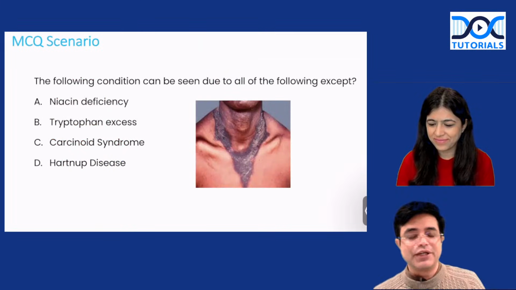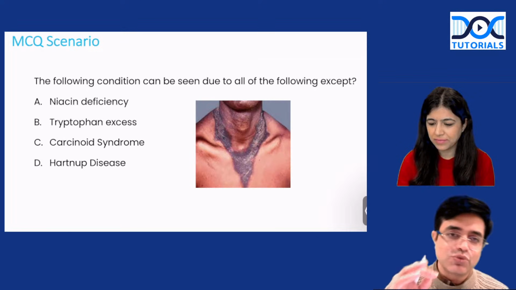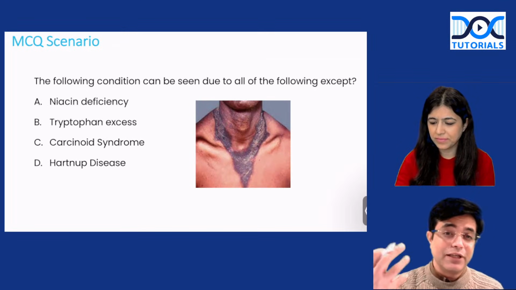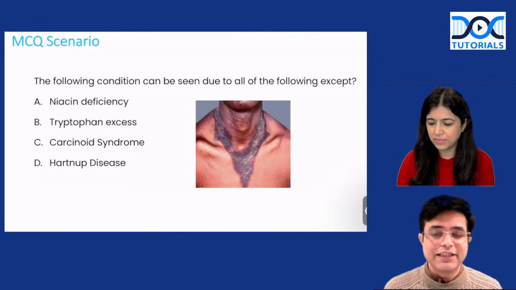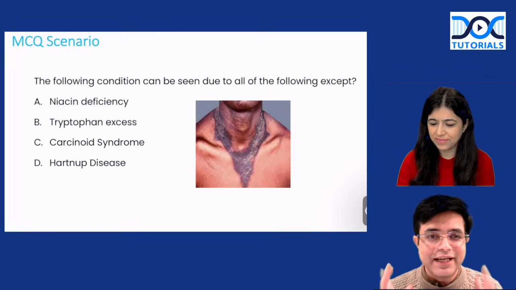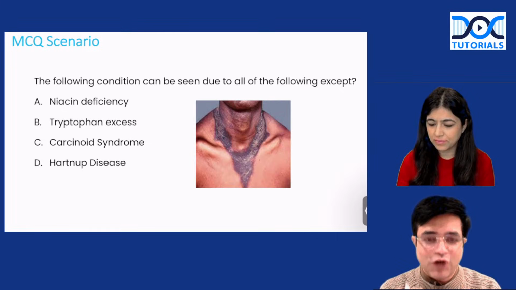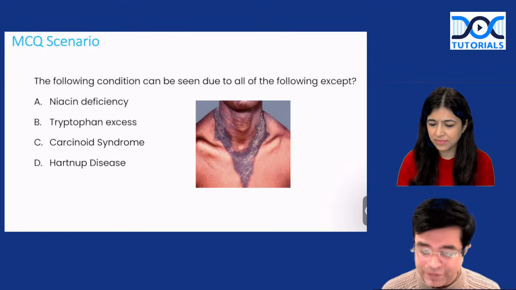Let us start with the MCQ scenario. Look at this MCQ scenario when this question was asked in the exam. This is very similar to the actual question. A lot of people, their eyes virtually lit up and they were like, oh, yeh to aata hai. Immediately they marked only to get negative marking in the paper. The following condition can be seen due to all of the following except.